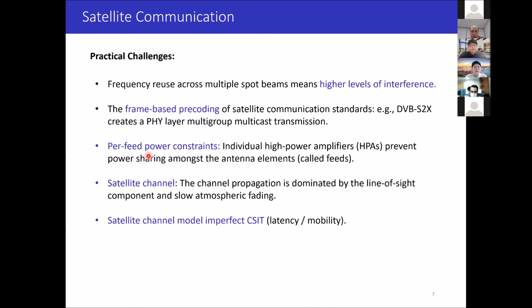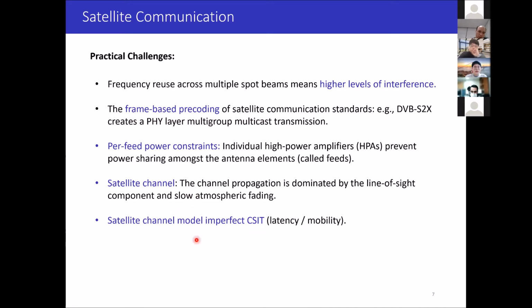And then the satellite channel is different from what we have in terrestrial. It's more dominated by line of sight. And it has another component that is the atmospheric fading that may come from, for instance, attenuation due to oxygen and various gas absorption, as well as, for instance, rain, or you can have scintillations or things like that.